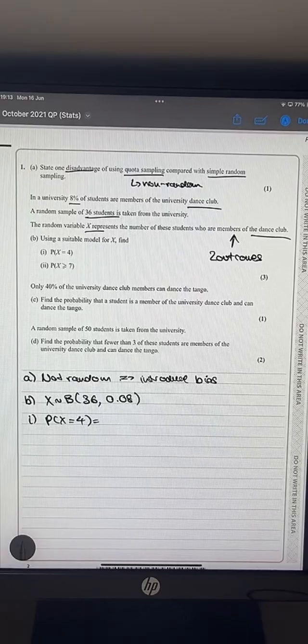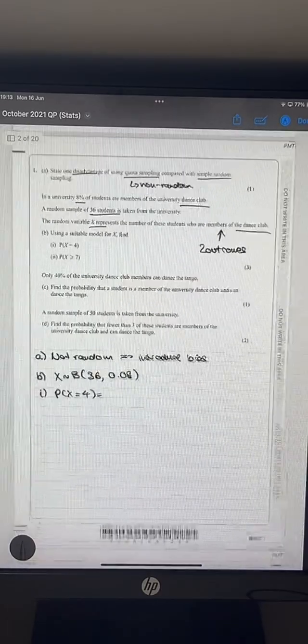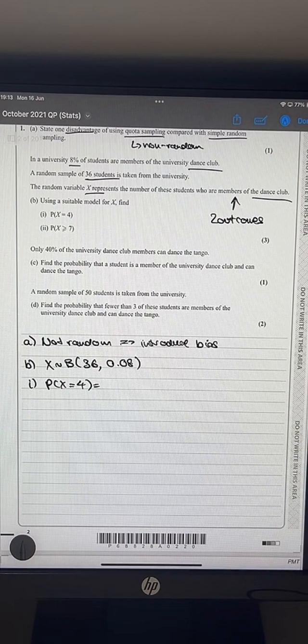You can input this into your calculator using binomial PD, and the second latest TikTok I posted was that. Why are you doing a stats lesson now? The paper's on. This is for A-level stats.